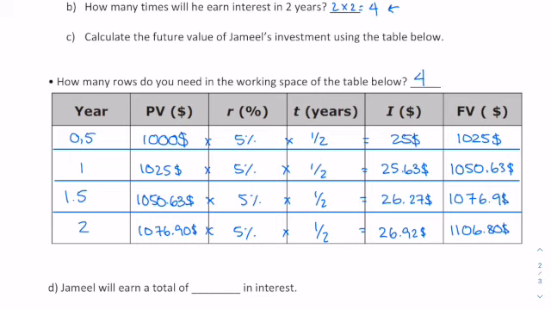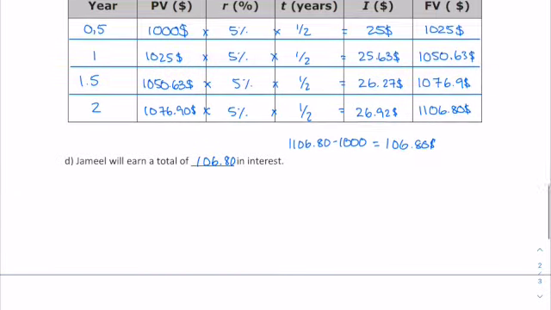And how much interest is being earned? Now remember that Jamil put in $1,000. So how much now is the difference? You have at the end of the 2 years 1,106.80 minus 1,000, which is going to give you 106.80. So that's how much interest he earned. And that is the end of lesson 5.2.